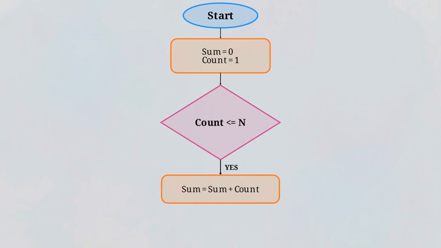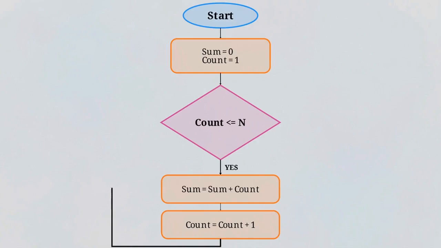Here, we ask if our current count is less than or equal to our target number, n. If true, we update our state. We take our current sum, add the current count to it, and store that new, larger total back into the sum variable. Then we execute a critical safety step. We increment our counter variable by 1. Without this exact step, the count would always be 1, the condition would always be true, and the program would crash in an infinite loop. Finally, the control flow routes backwards upon itself, landing right back above the initial decision block to evaluate the new count.